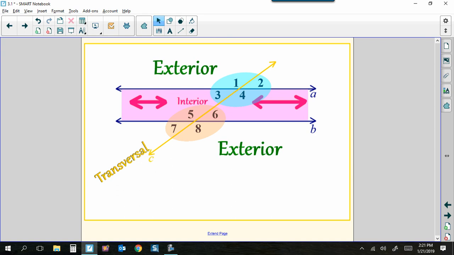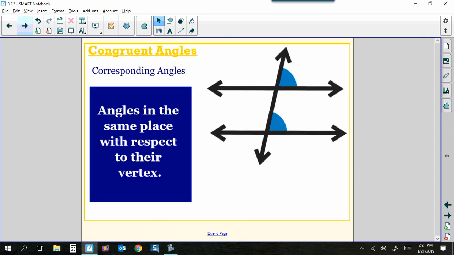So we just talked about how angle 2 and 3 are vertical, angle 1 and 4 are also vertical, angle 7 and 8 are also a linear pair. Let's learn some new relationships. The first one's going to be corresponding angles, which is under your congruent box. This is going to be the first box we're going to talk about.